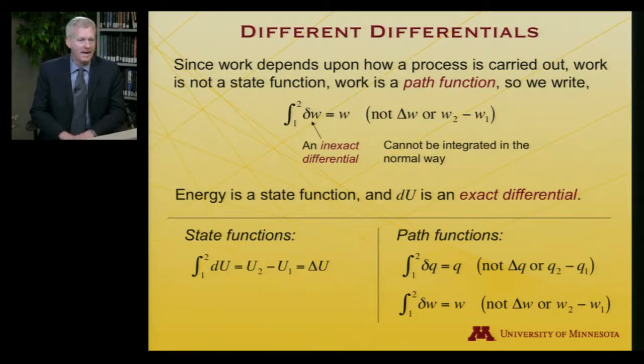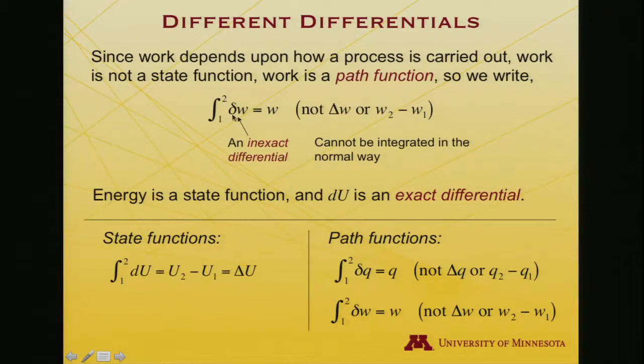We call it a path function. And we use slightly different notation. So we'll write an integral from state 1 to state 2, not of d, the differential symbol in mathematics, but little delta, the small Greek character delta, to emphasize that this is an inexact differential. And we don't say W2 minus W1 because there is no concept of a work at state 2 or a work at state 1. We just say W, right? And it's going to have some specification of path in order to get a value for W.